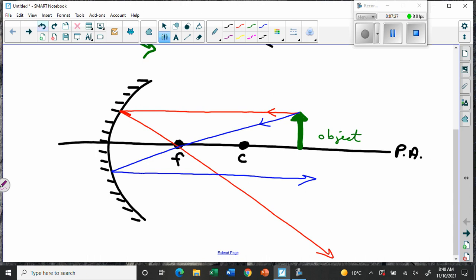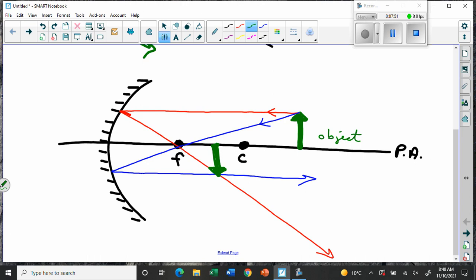So what that means is our arrow image is going to have a bottom on the principal axis and a top at the meeting point of these two lines, which means it's going to end up being upside down. And our arrow will be located right here. Okay?